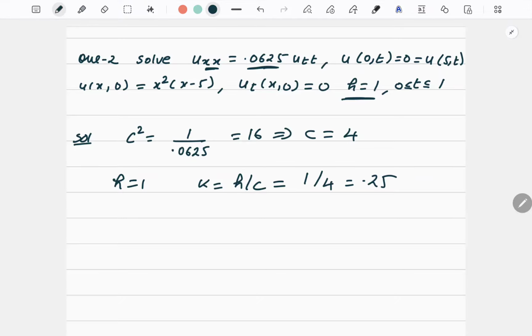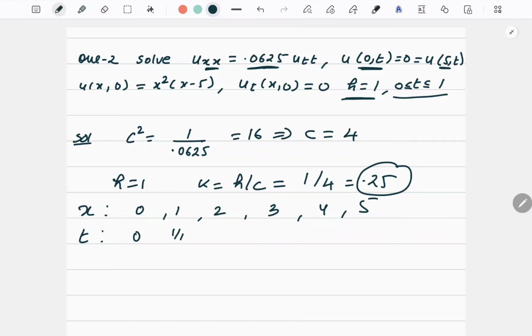Okay. Now after this I need to understand how x is changing. Now look at this given condition. x is changing from 0 to 5 and the step size is 1. So 0, 1, 2, 3, 4, 5. Okay. Now how is t changing? The k value is, as I said, 0.25 or 1 by 4, and I have to go till 1. So 0, 1 by 4, 2 by 4, that is 1 by 2, then 3 by 4, and then the last value is 1. Okay, 0, 0.25, 0.5, 0.75 and 1. So it is not necessary that x and t will always have the same number of counts.